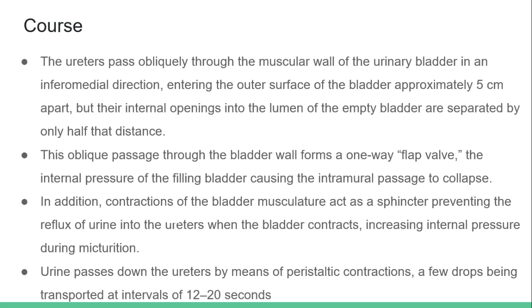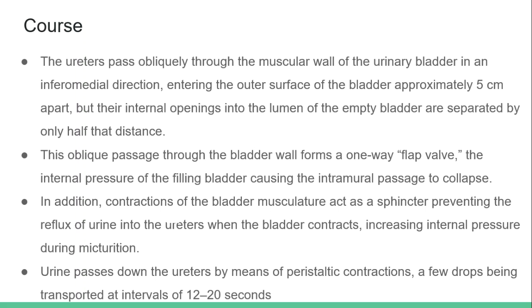The ureters pass obliquely through the muscular walls of the urinary bladder in an inferomedial direction, entering the outer surface of the bladder approximately 5 centimeters apart, but their internal openings into the lumen of the empty bladder are separated by only half that distance. This oblique passage through the bladder wall forms a one-way flap valve.